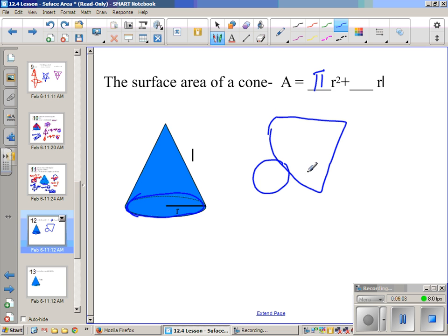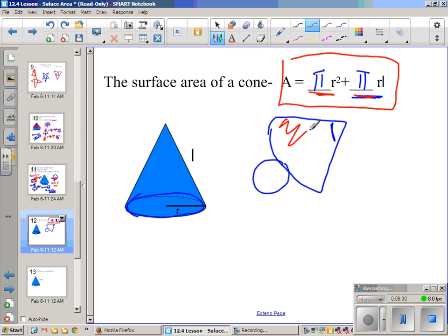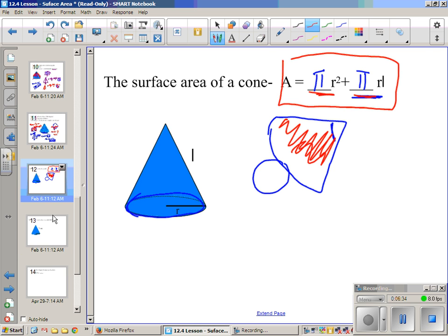That part's going to wrap around the circle. So it's really a sector of a circle here. It's not a full circle that's going to wrap around. So this part right here is actually going to be this part of the formula, pi r L. And we'll talk about why that is. But for right now, I just want you to write down that the surface area of a cone is pi r squared, which is the circular base, plus pi r L, which is that funny looking shape here that makes the cone. Okay, and we'll talk about that more in class. So we're just going to use the formula.